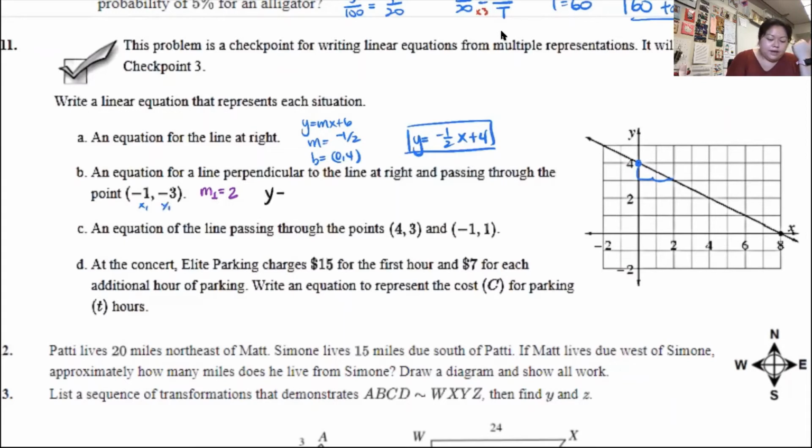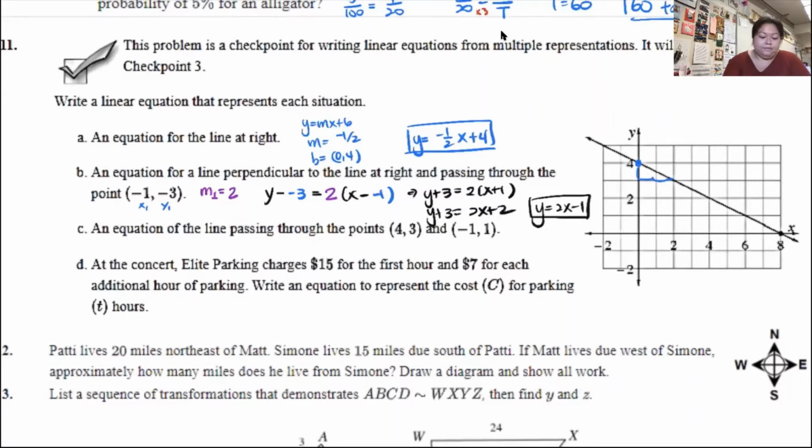You go y minus y1, right, equals m times x minus your x1. Okay, so you should clean this up, right? Clean this up, you get y plus 3 equals 2 times x plus 1. If you want to go further, because this is practice, right? So y plus 3 equals 2x plus 2. So really y equals 2x minus 1 will be the perpendicular line.